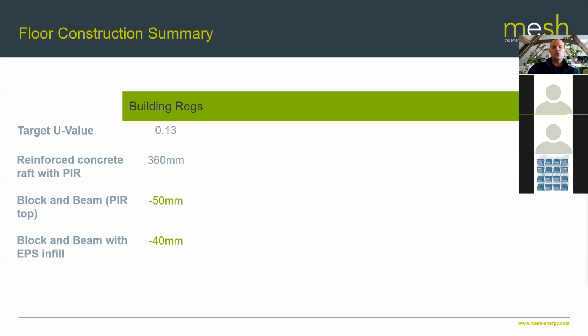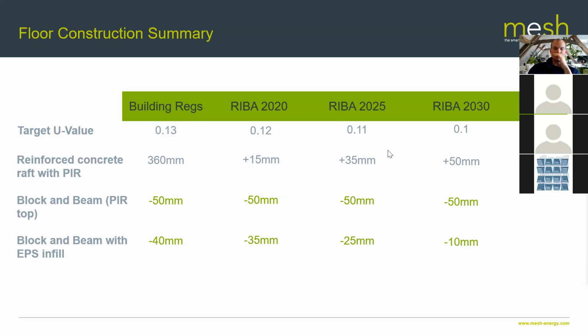And again, as we go through the various targets here, not a great deal changes, but as we get to the tight end of RIBA 2025 and 2030, these other construction methods compared to a raft floor are less invasive, I suppose, as far as thickness is concerned. But generally speaking, there's not much change across the board.